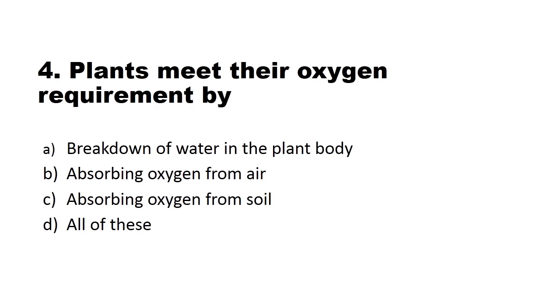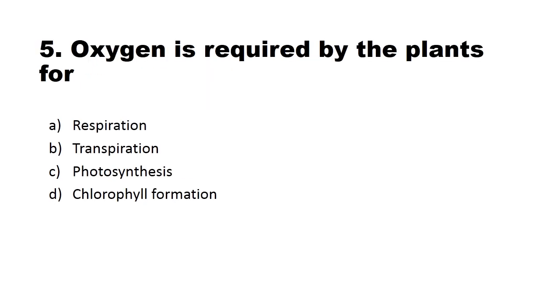Question number 4. Plants meet their oxygen requirement by option number A, breakdown of water in the plant body. Option number B, absorbing oxygen from air. Option number C, absorbing oxygen from soil. And option number D, all of these. And the right answer is option number D, all of these. Plants meet their oxygen requirement by breakdown of water in their plant body, from air and from soil as well.